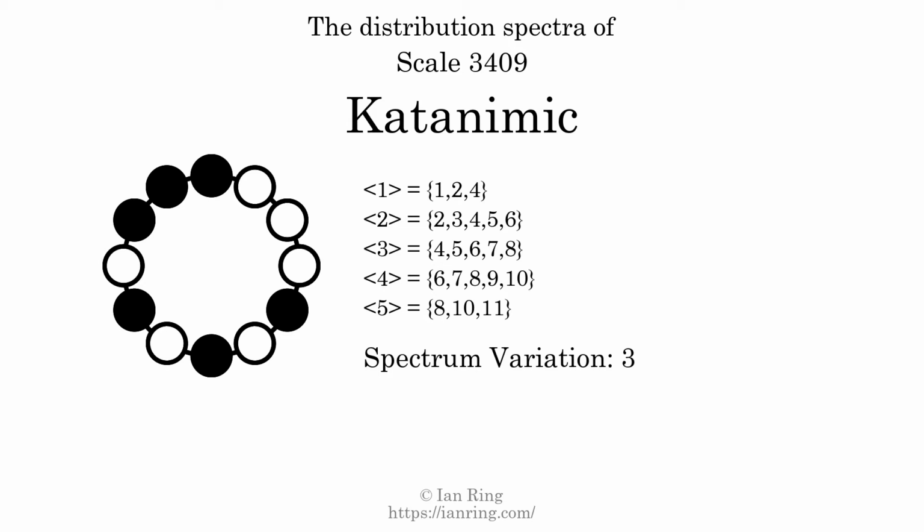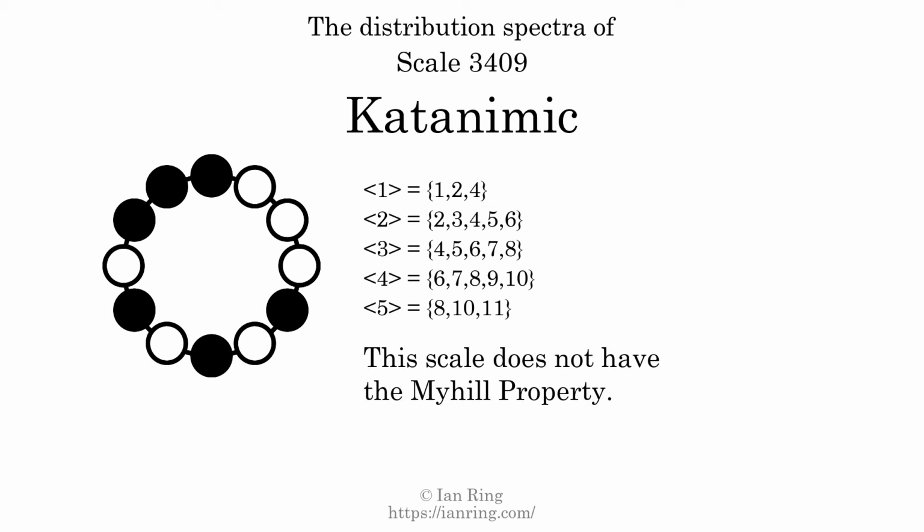The spectrum variation of this scale is 3. Since the variation is greater than 0, this indicates that the scale is not perfectly even. The highest spectrum width is 4. Since this is greater than 1, we know that this scale is not maximally even. If every spectrum has exactly 2 specific intervals, we call that the Myhill property. This scale does not have the Myhill property. Since the generic interval ranges overlap, this scale is an improper scale.